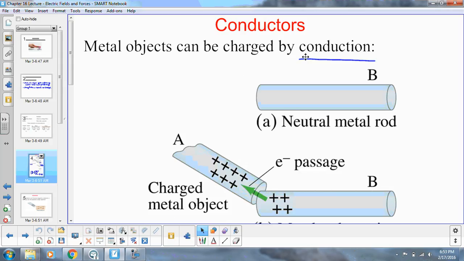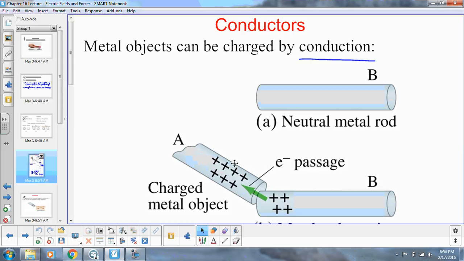One way to charge an object is by conduction. So let's say that I start off with a neutral metal rod. I take a charged object and I touch it to the neutral metal rod. That touching causes the charge on the charged object to spread onto the neutral metal rod. So that is charging by conduction, when they actually touch. Now notice that the positive charge will move onto the rod, but it's really the negative electrons that are moving off of the rod onto the charged object.